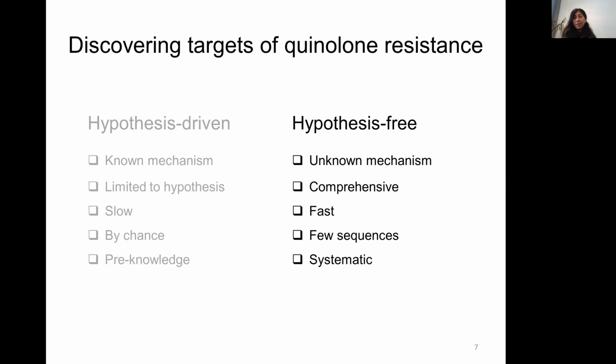So, what is the alternative? The alternative is a hypothesis-free approach, which is comprehensive, fast, needs only few sequences, and it is systematic. However, it also has its own disadvantages, which is that the mechanism of action is unknown and needs further study.